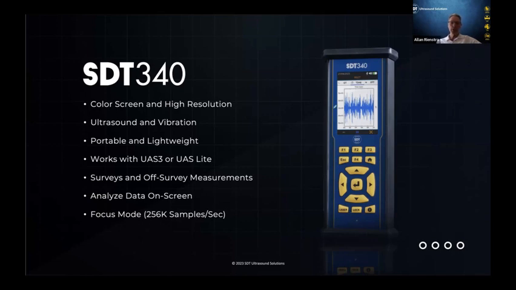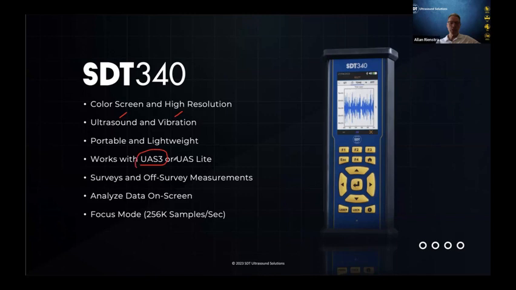You can see the color screen, high resolution on the color screen. It measures both ultrasound and vibration. So I can plug vibration sensors in here and do vibration analysis as well as ultrasonic analysis. It's portable. It's got its own battery pack. I can carry it around. The battery lasts about 10 hours. It's pretty lightweight as well. I can holster it on my belt or I can carry it around.